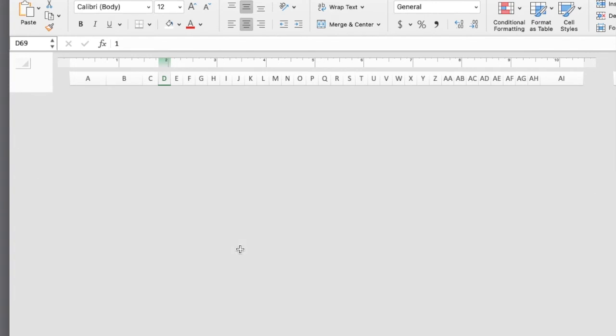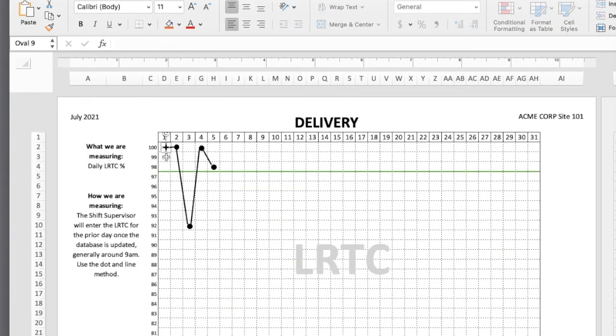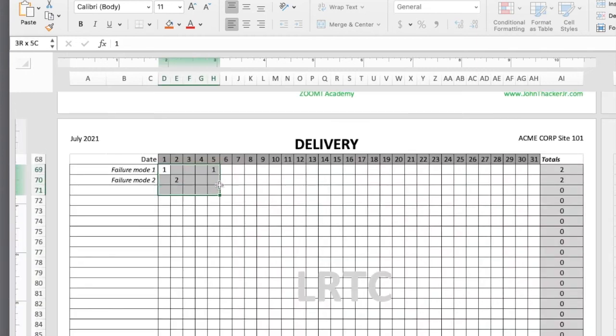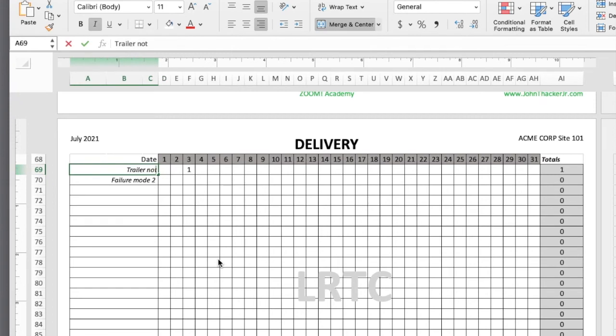So if we look at our run chart, we had no failures on the first, none on the second, none on the fourth, but we had a failure on the third. So in our failure modes tracking, we wouldn't have anything in the first and the second. And on the third, we might have one failure mode of trailer not ready. But we might have had another failure mode as well, missing paperwork. These are the two failure modes that we uncovered during our investigation when we filled out the action log.